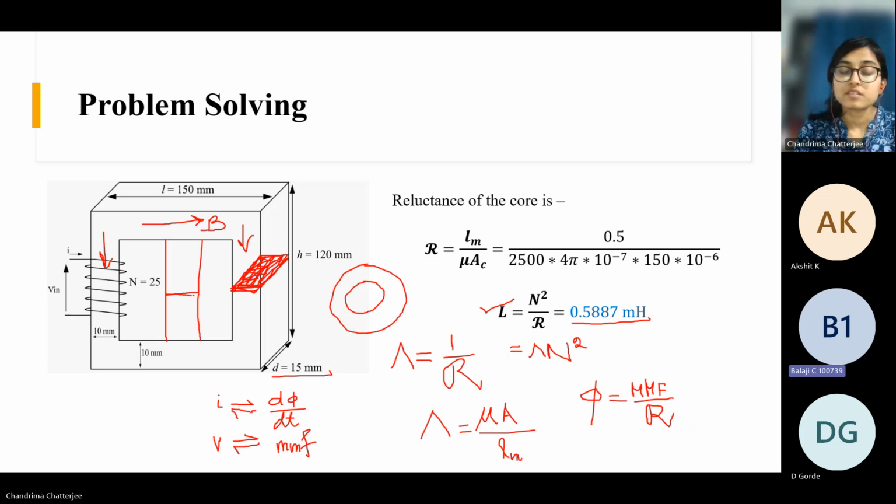Already you shaded that portion for calculating the area. There they have given 5 mm. The left limb is 10 mm, the center limb is 10 mm, and the right limb is 5 mm. And what have they asked in the question? The inductance, L value.